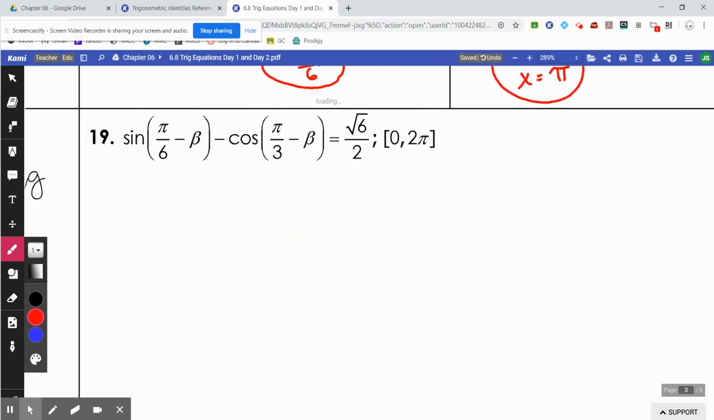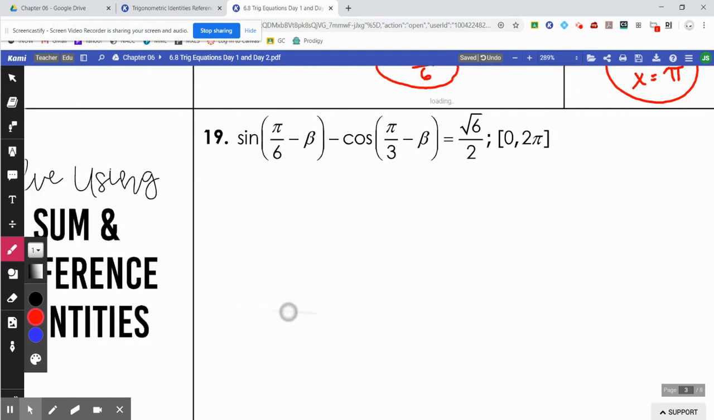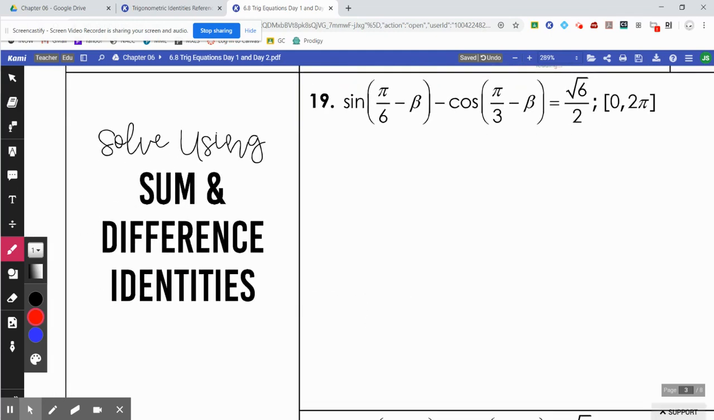Okay, the next one. We have sine of pi over 6 minus beta minus cosine of pi over 3 minus beta equals root 6 over 2. Now this one is titled using sum and difference identities.